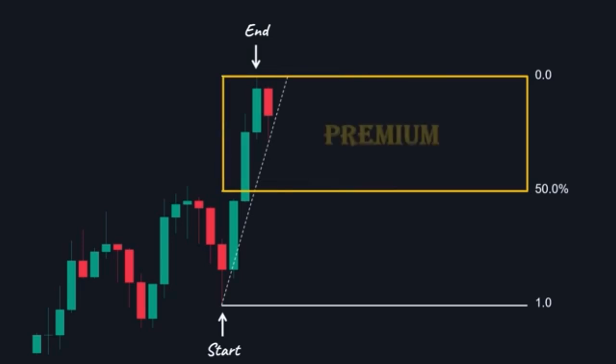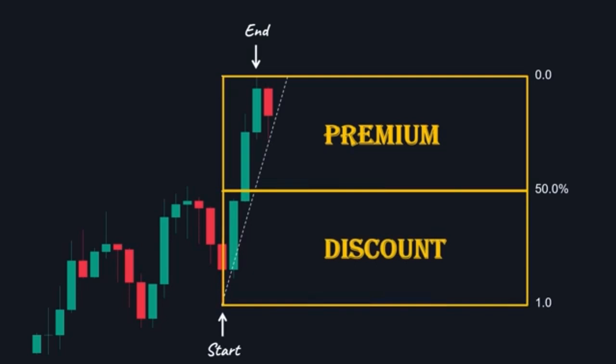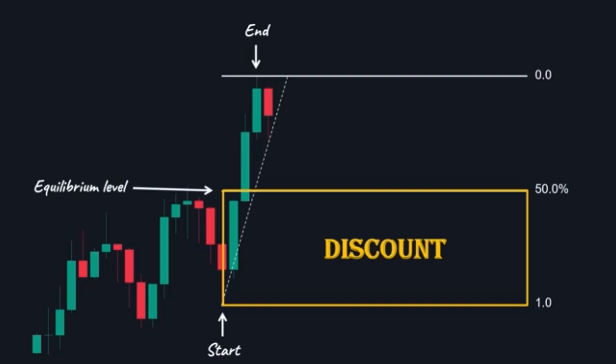The area above the 50% retracement level is called the premium side of the range, and the area below is called the discount zone. The 50% level itself is called the equilibrium level. When the market sentiment is bullish and we have an uptrend, we want to buy in the discount zone for multiple reasons.